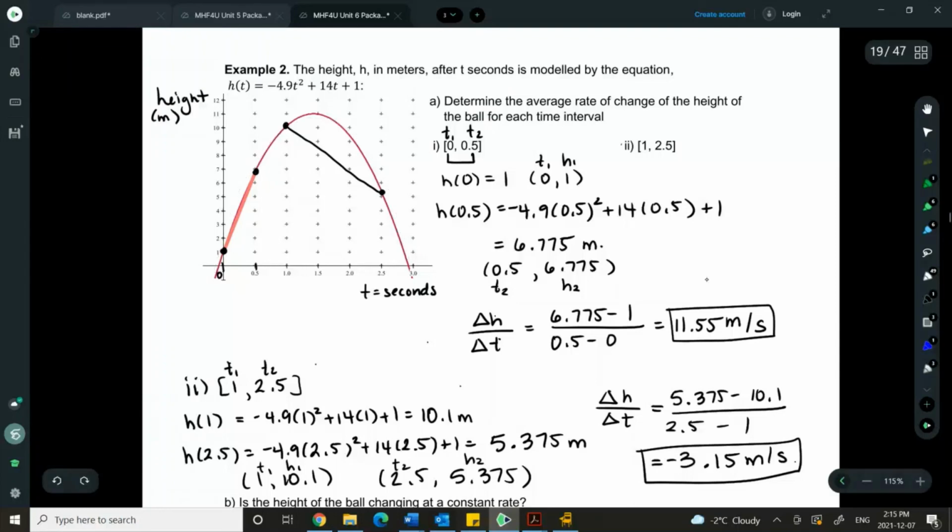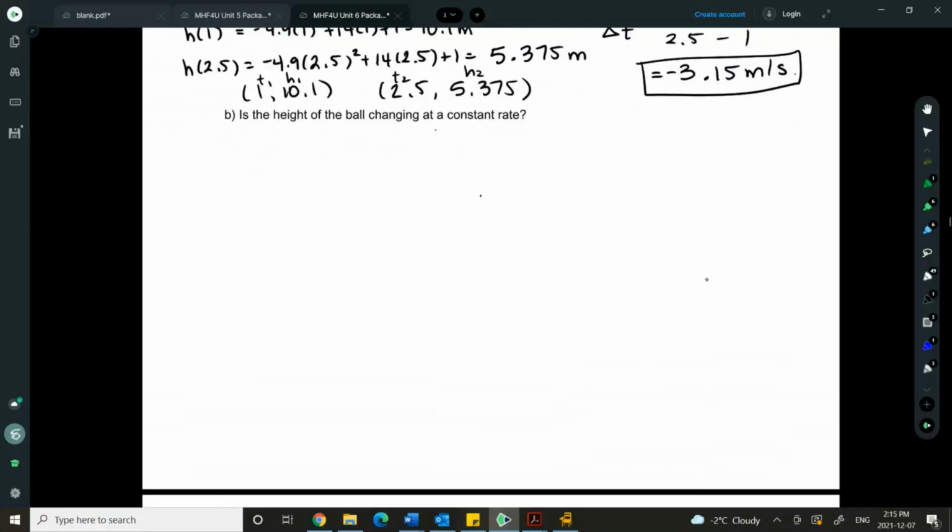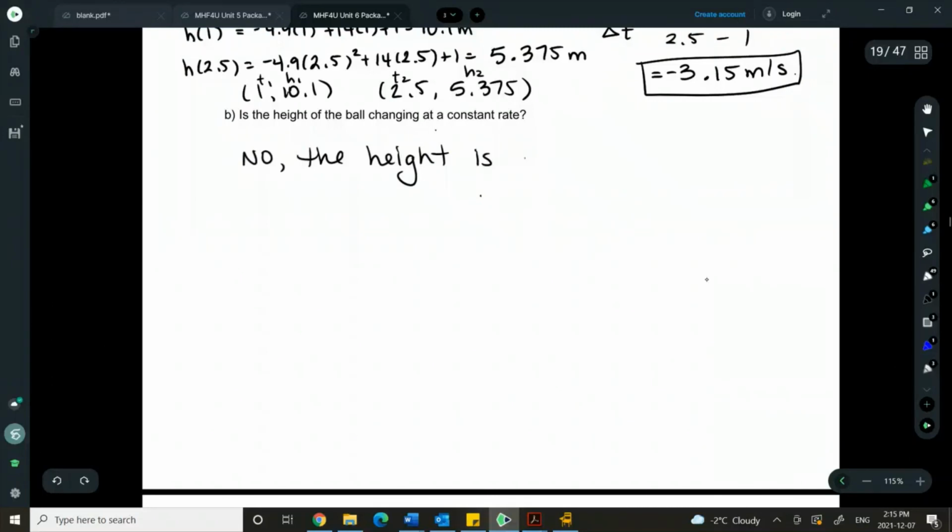Any curved function like this, where we're getting different rates of how the height of the ball is changing, that's going to give us a variable rate. So no, the height is not changing at a constant rate. We'll say it's changing at a variable rate.